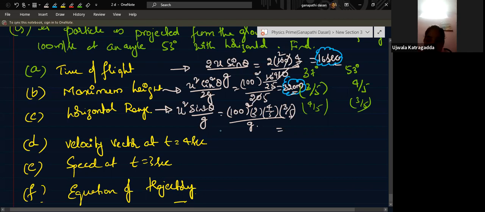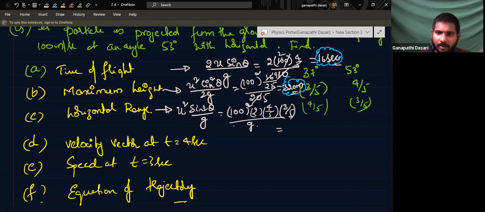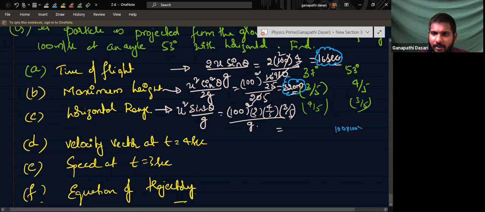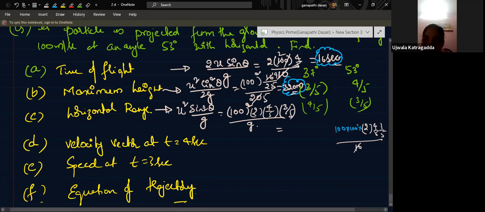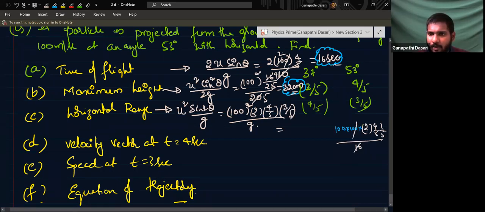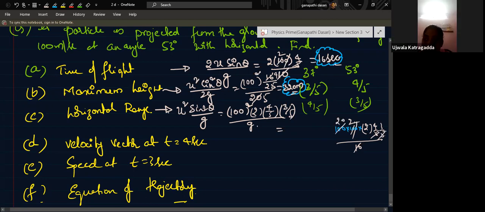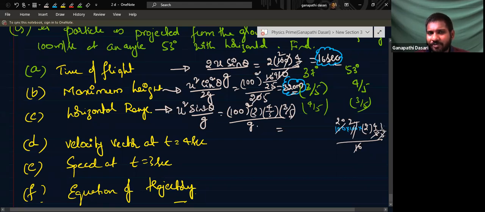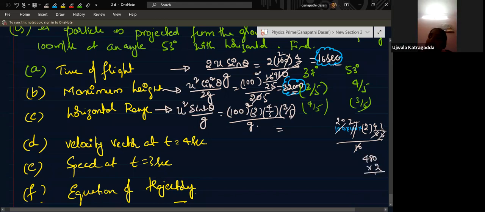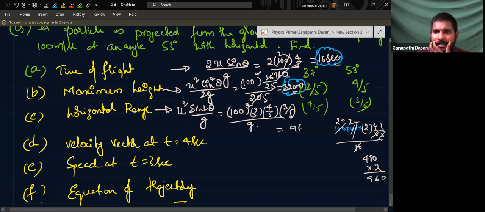1920, sir. Check: 100 into 100 into 2 into 4 by 5, 3 by 5, by 10. 10 cancels. Then 5 2s are 10, 5 20s are 100. 2 2s are 4, 4 4s are 16, 16 3s are 48. 48 20s are 960. The answer is 960. Okay, the answer is 960 meters.